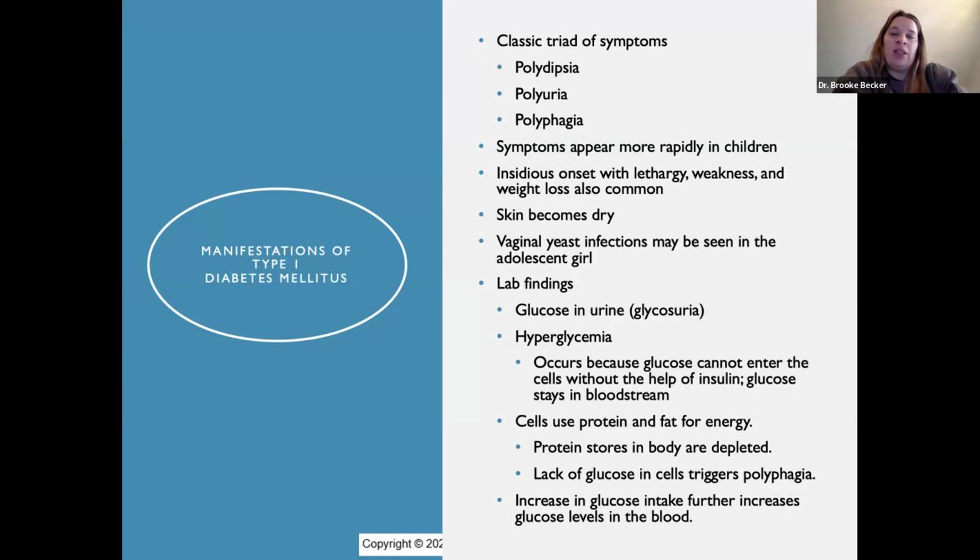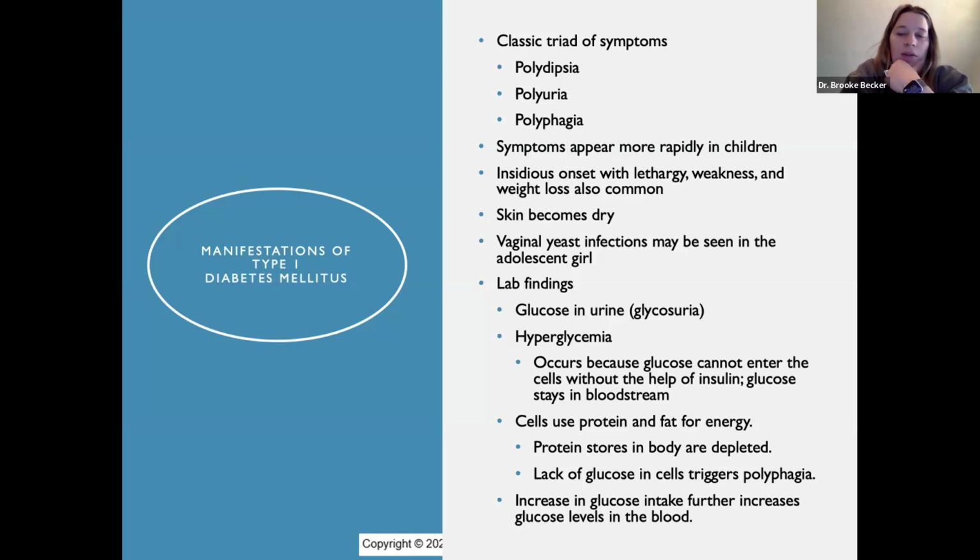In adolescent girls, you'll see more frequent yeast infections, and their skin will become really dry. You're going to see glucose in the urine. You're going to see hyperglycemia, because that glucose can't be processed with the insulin. So that glucose just hangs out in the bloodstream instead of attaching to insulin and being processed like it should be. Cells are going to use your body's protein and fat storage.